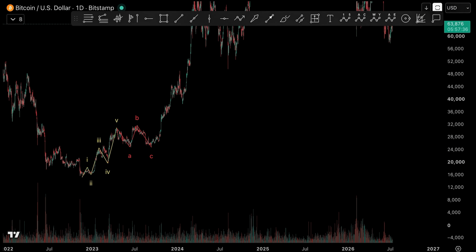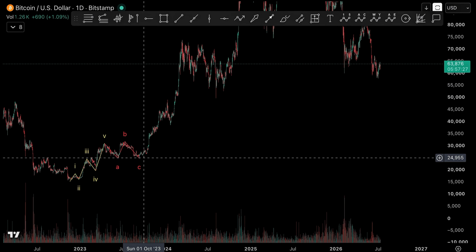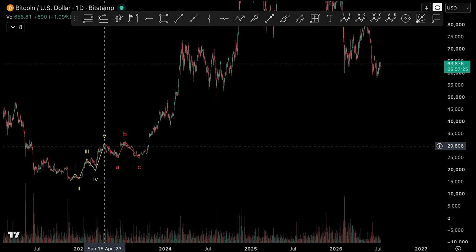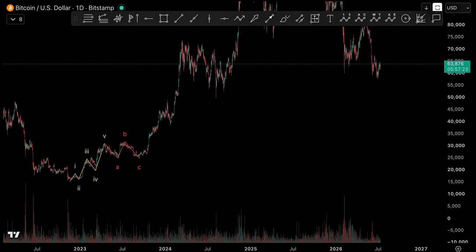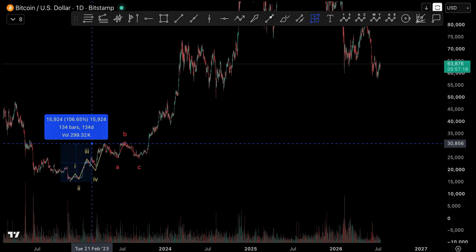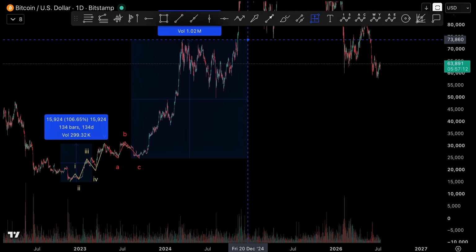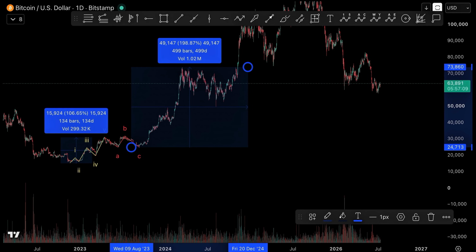Now getting into the third wave. The third wave is a larger wave. It's very clear that this move up from here to here is definitely larger than this move up. You can also use the percentage. From this bottom here, we had roughly a 106% move. And if you measure from this bottom here to this top, that is around 198%. That is almost twice the size of the first wave.